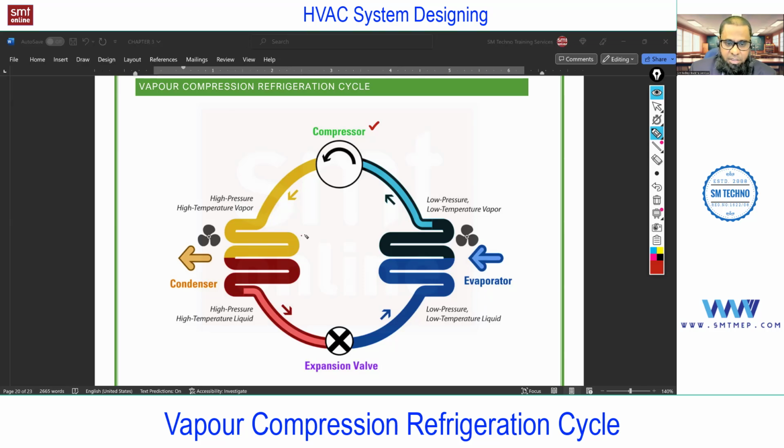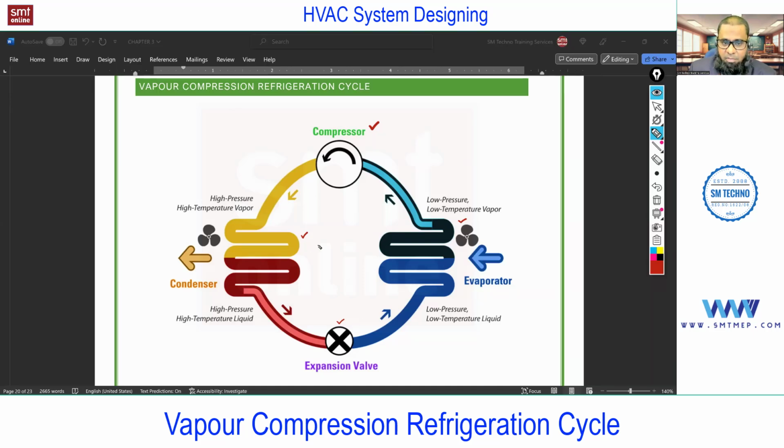Second, this heat exchanger is called the condenser. And this heat exchanger is called the evaporator. And here you'll find the expansion device. It can be a throttling valve. It can be a capillary tube. You'll find different types of expansion valve. Okay, so at this level, just focus on the concept.